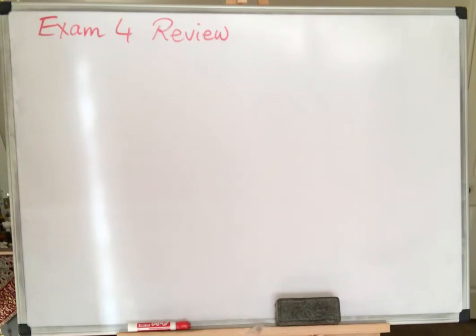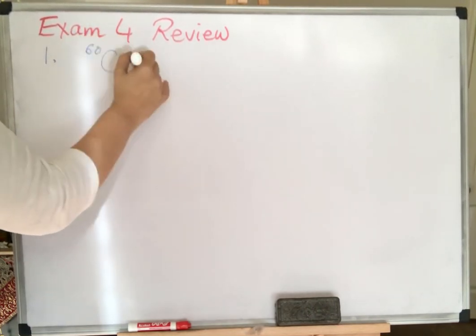Let's review for exam 4. First question is saying the gamma ray emission from the decay of cobalt-60 is used in cancer therapies. Cobalt-60 decays by the emission of 2 gamma rays followed by beta emission. What is the final product of this decay process?